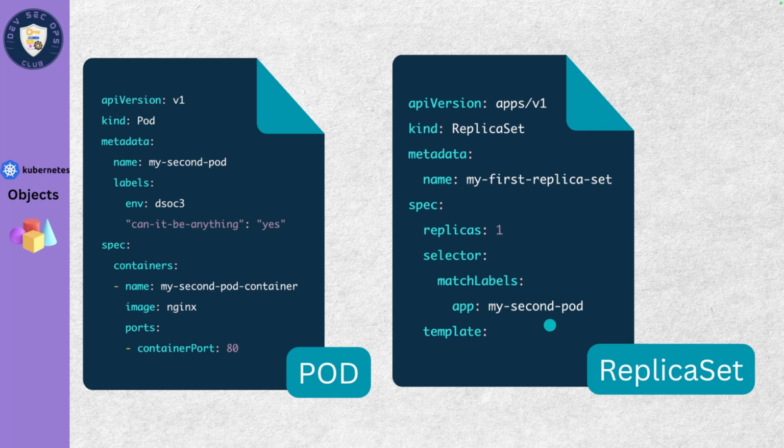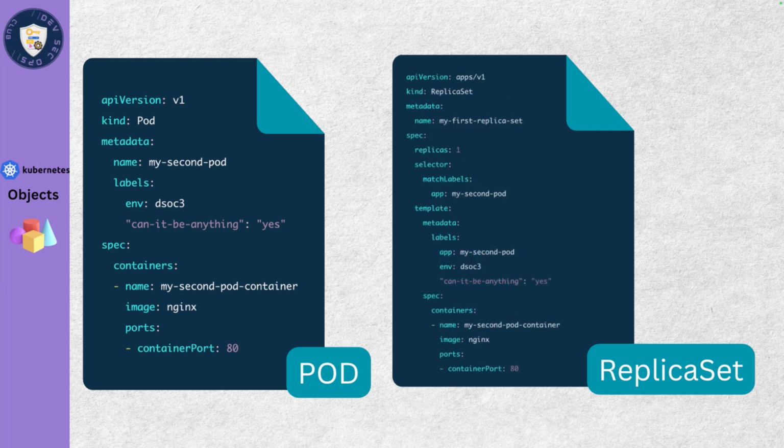And app equals to my second pod, right? You could see here the name is my first replica set, but here I have given a name, app equals to my second pod. But additionally, one more thing we saw is the template, right? So what does this template do here? All these things above are specifically spec, right? In spec we have replicas and selector. And if you see template, let's go ahead and see in the template.